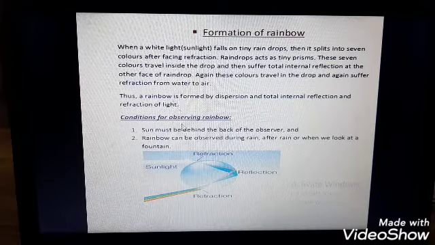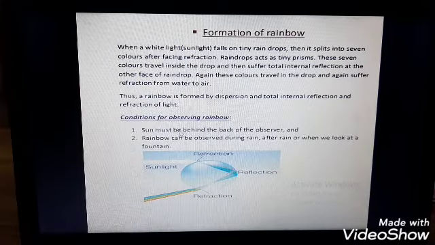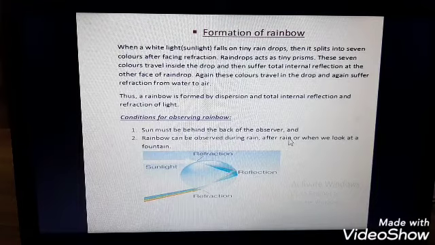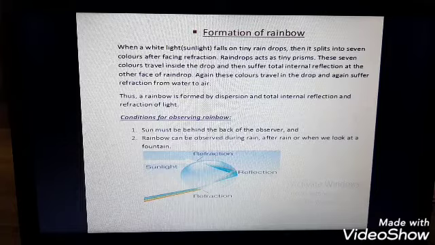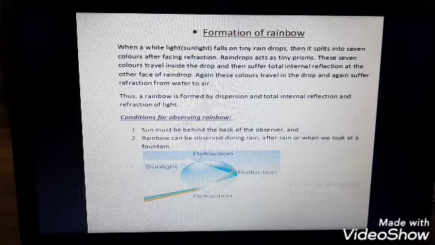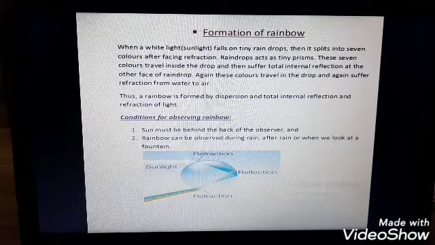Now there are a few conditions for observing a rainbow. That is, the sun must be behind the back of the observer, and a rainbow can be observed during rain. Means the sun should be at your back. This is the first condition. The second condition is there should be rain. A rainbow can be observed during rain, after rain, or when we look at a fountain.